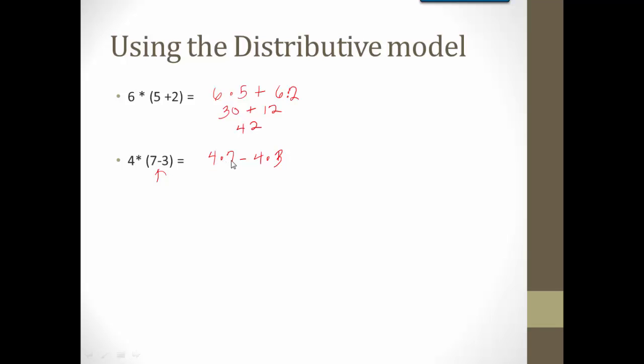So 4 times 7, or 4 multiplied by 7, is 28. Subtract 4 multiplied by 3 is 12. 28 subtract 12 is 16. This is how you distribute your factor for the distributive model.